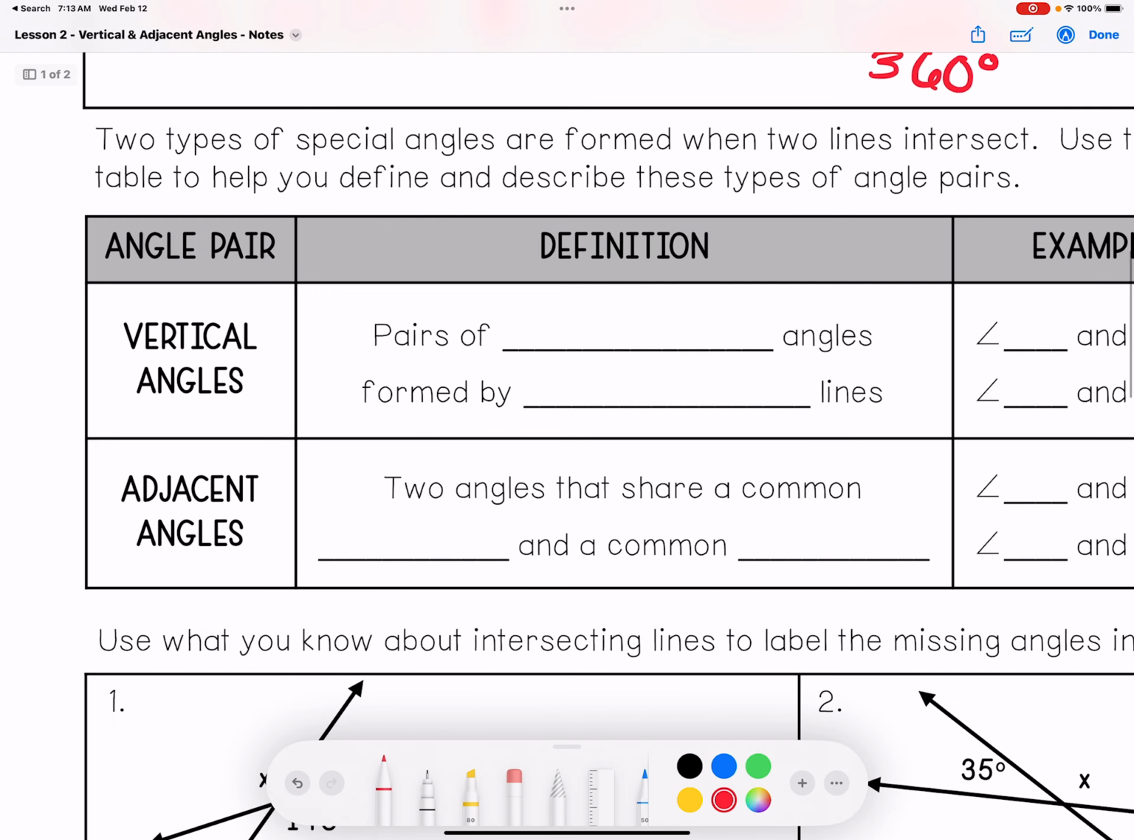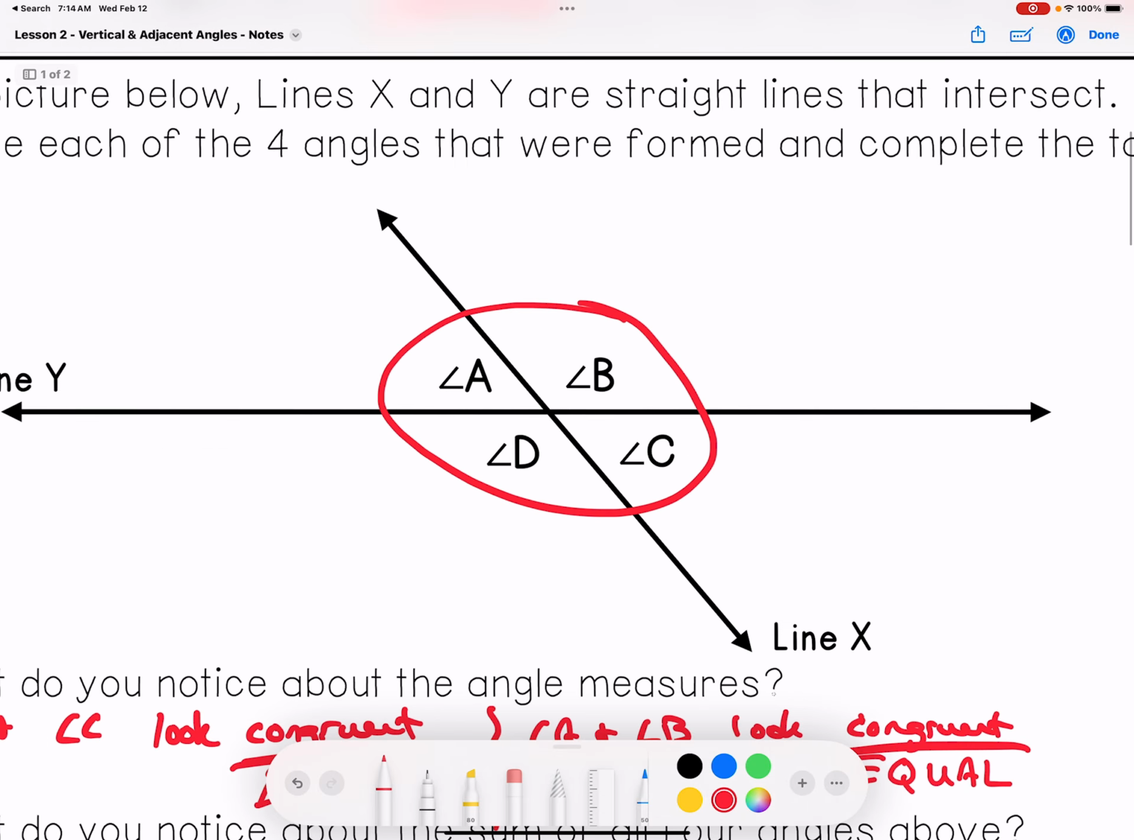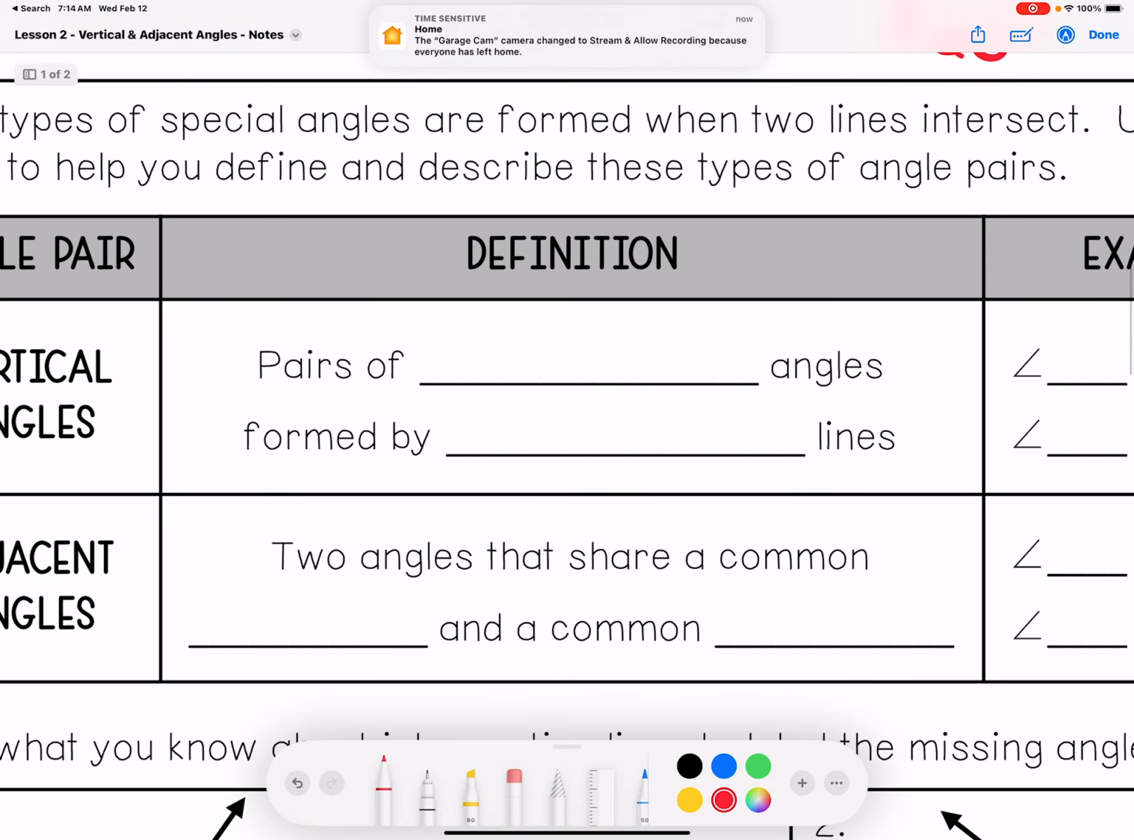There's 2 types of special angles that are formed when they intersect. So when this happens, there's 2 different types of more angles. Yesterday we learned about congruent and supplementary. Well, today we're going to learn about 2 more. All right, vertical angles.